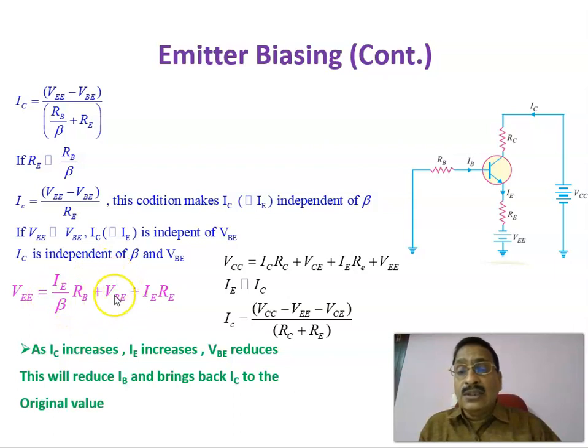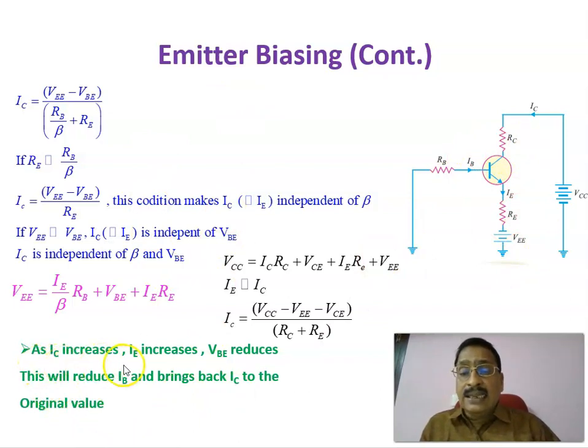VBE gets reduced. That is, base to emitter voltage gets reduced. As this voltage reduces, the input base current IB reduces. As base current reduces, IC gets reduced. That is the way in which this is getting stabilized. That is called emitter biasing.